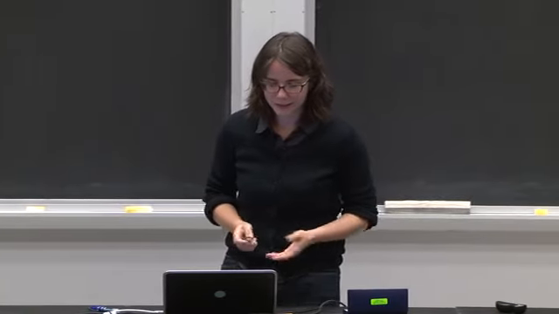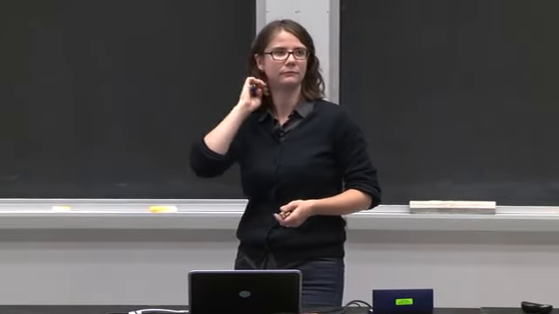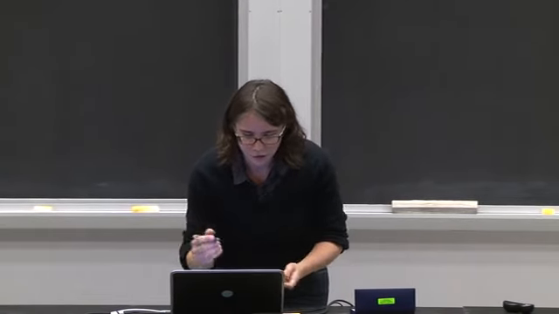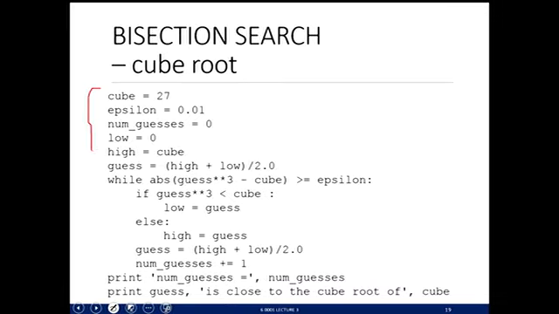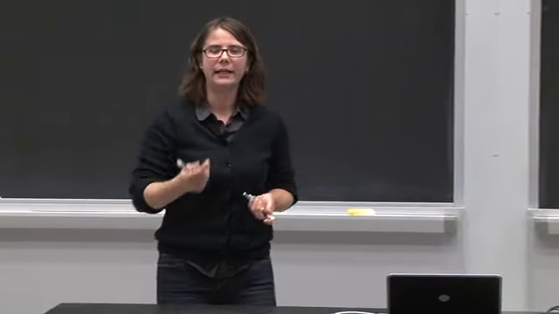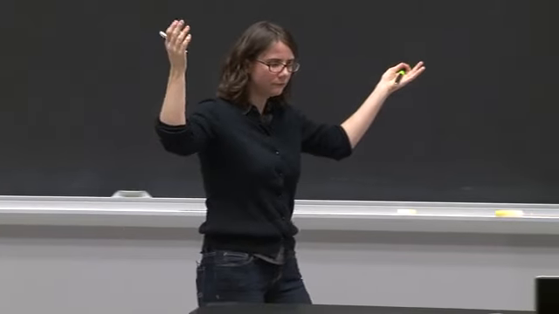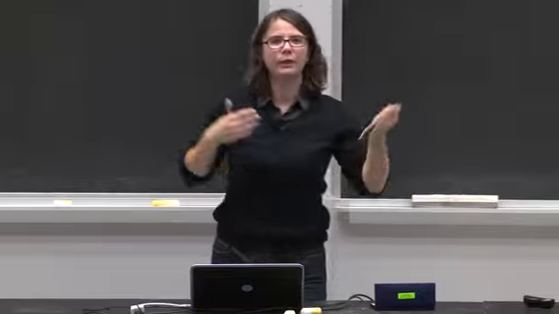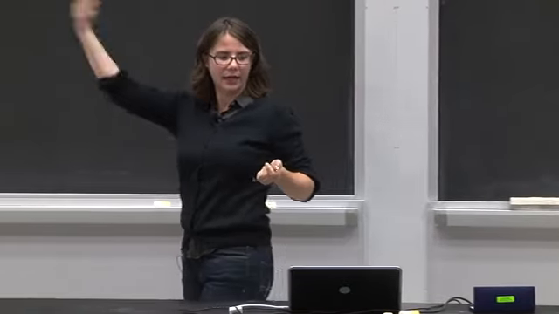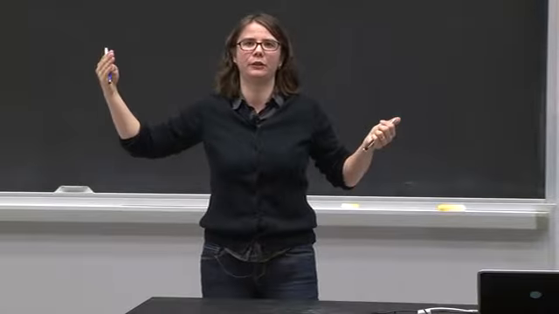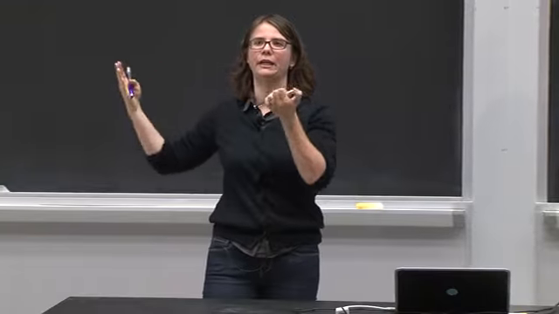OK, so then this is the code for bisection search. It also looks intimidating, but it's not so bad. We're initializing a bunch of stuff up here. The most important things we're initializing are the high and low boundaries. With the guessing game, the low boundary was 0 and the high boundary was 100. When we're looking at the cube root, the low boundary is going to be 0, and the high boundary is going to be just my cube, because a guess to the power of 3 cannot be any greater than cube.